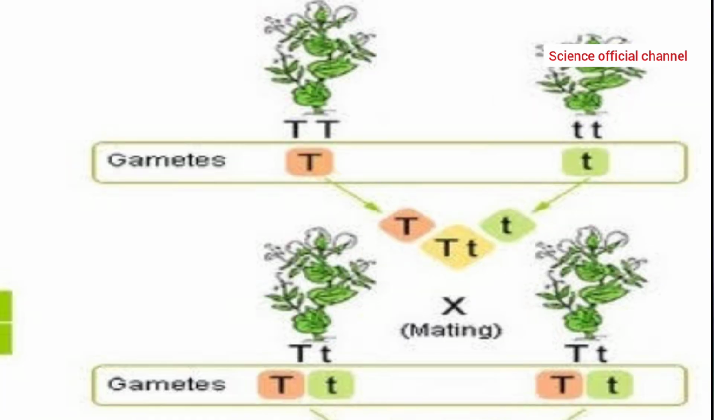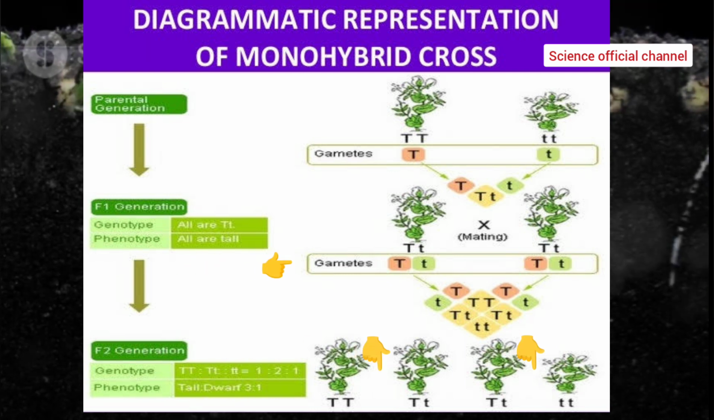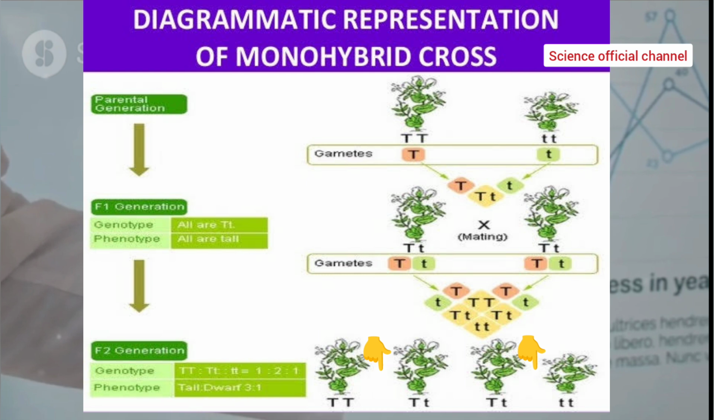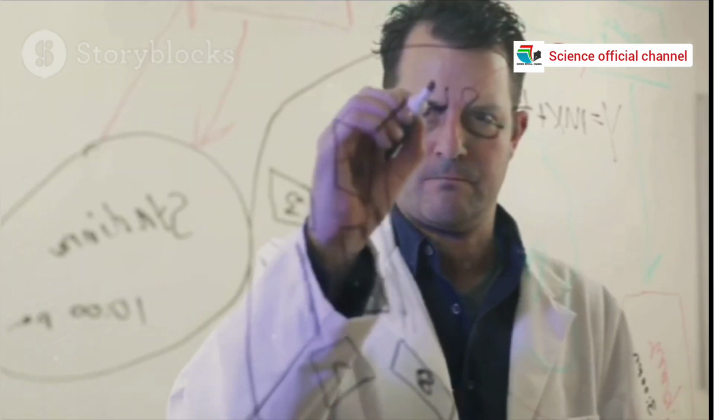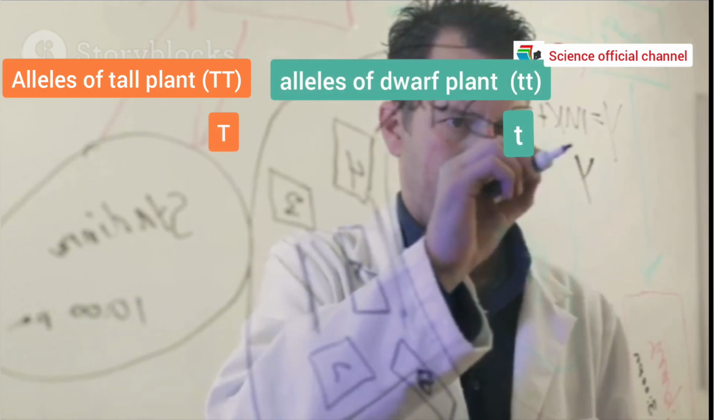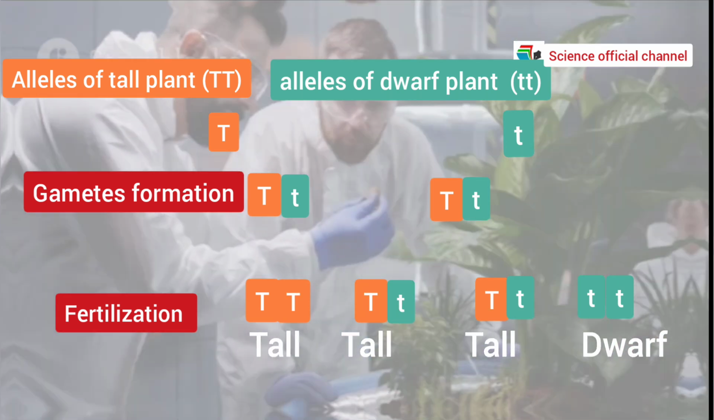Mendel crossed this pure breeder tall with pure breeder dwarf and got the F1 generation. In the F1 generation, all pea plants were tall. Mendel then allowed all F1 plants to self-pollinate and obtained the F2 generation. Mendel noticed a 3-to-1 ratio in the F2 generation. About 3/4 of F2 plants were tall, and about 1/4 of F2 plants were dwarf. From the result of these experiments, Mendel formulated the law of segregation, which states that allele pairs separate or segregate during gamete formation and randomly unite at fertilization.